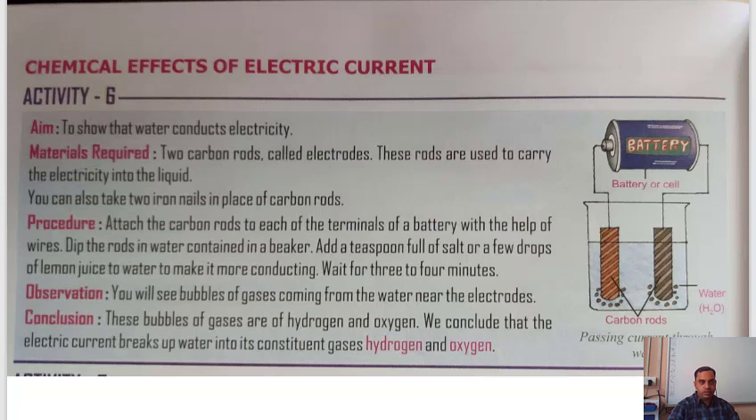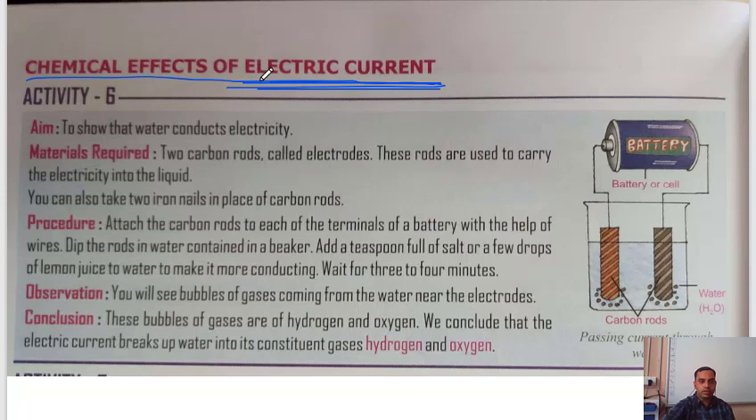Good morning, dear students. So, this is part 2 of chapter 13. Today we are going to start a new topic, that is chemical effects of electric current.